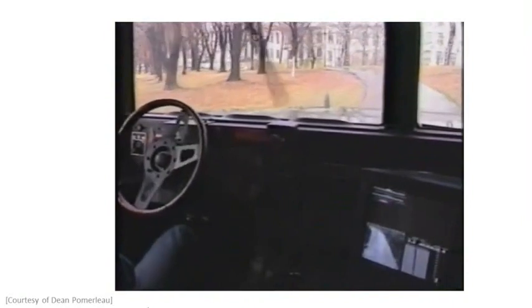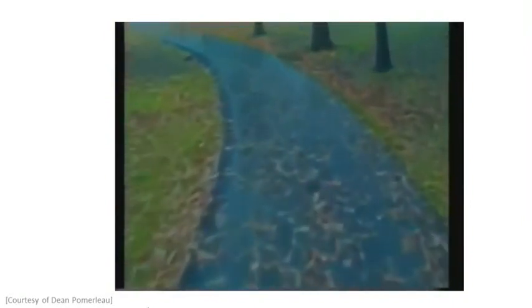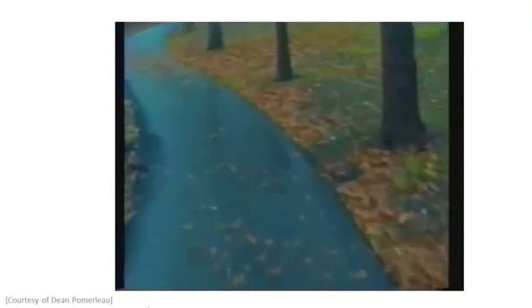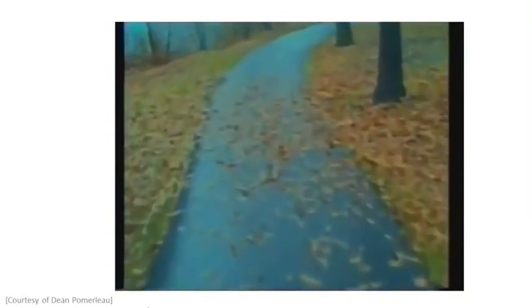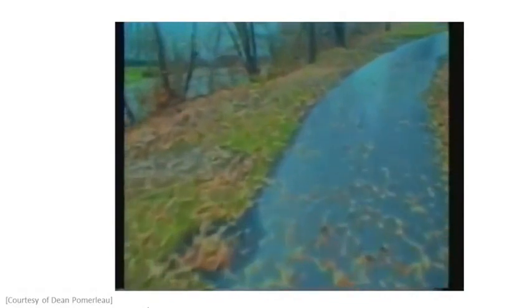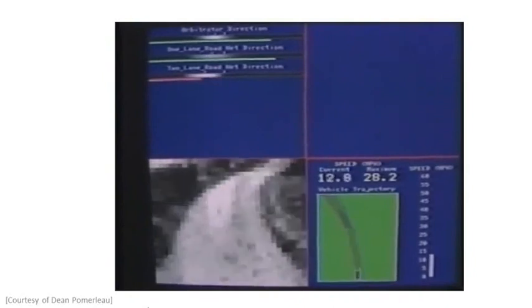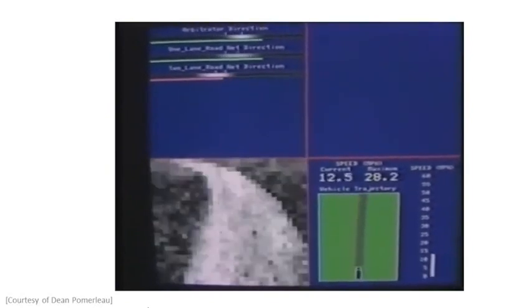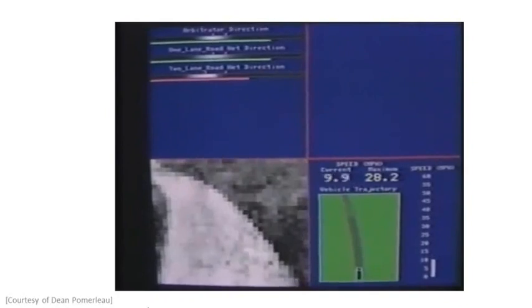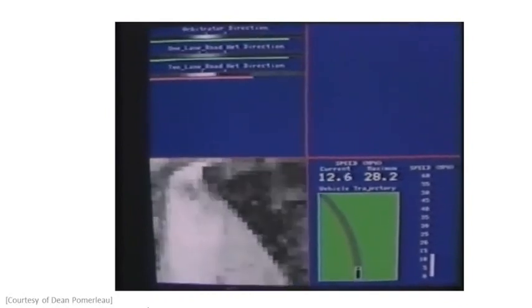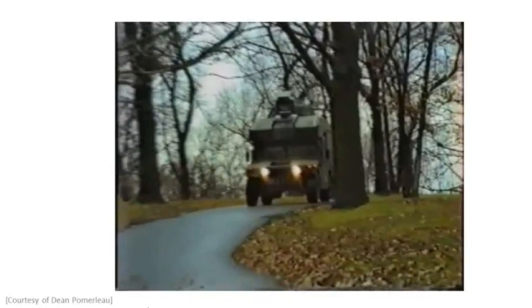12 times per second, Alvin digitizes an image and feeds it to its neural networks. Each network, running in parallel, produces a steering direction and a measure of its confidence in its response. The steering direction from the most confident network, in this case the network trained for the one-lane road, is used to control the vehicle.